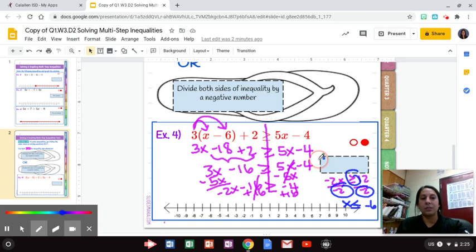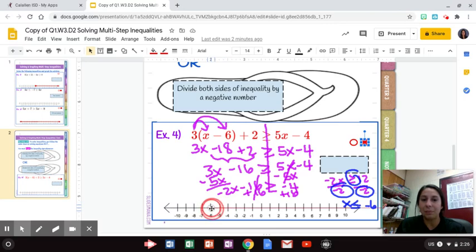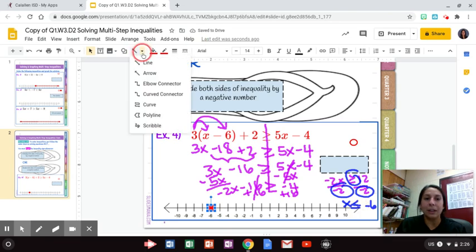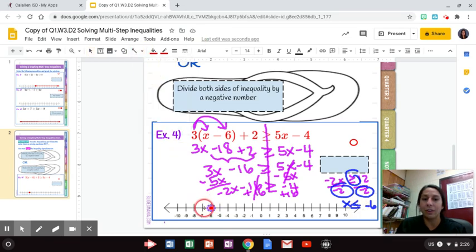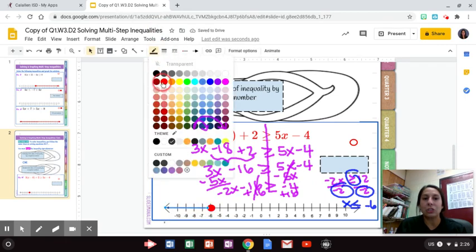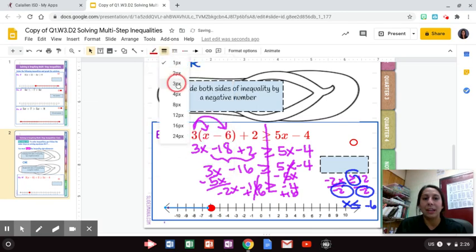So now I'm going to go ahead and bring my solid dot onto the negative 6. It can be equal to negative 6, and it's all values less than or equal to negative 6. So we're going to draw an arrow going to the left for all values less than negative 6. And again, we can go ahead and change it to make it a red line, and I'm going to make it my 4-point line.